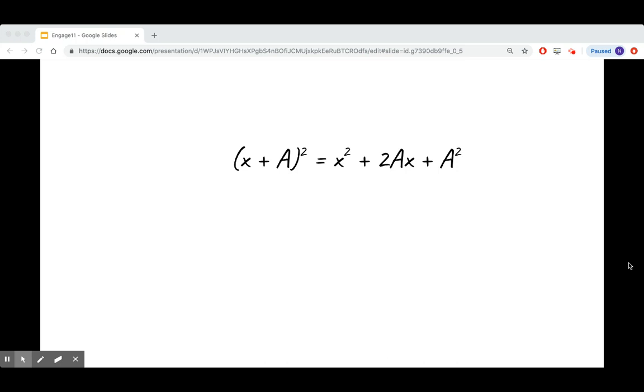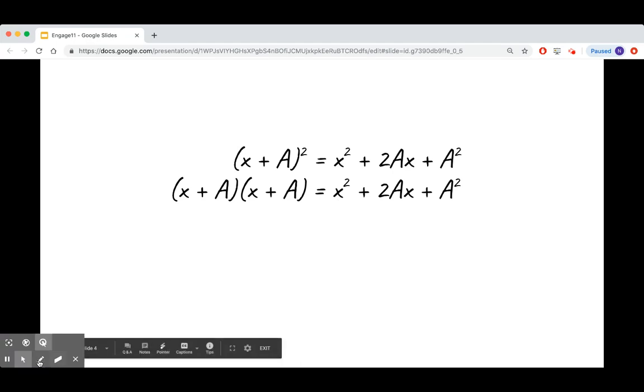After completing those examples, you might have noticed a few patterns along the way. First, x plus a squared is the same thing as x plus a times x plus a, which we can of course write like this. Because we're working with x squared values, our binomial will always have a single x, because every quadratic expression we're working with today will just have a single x squared.